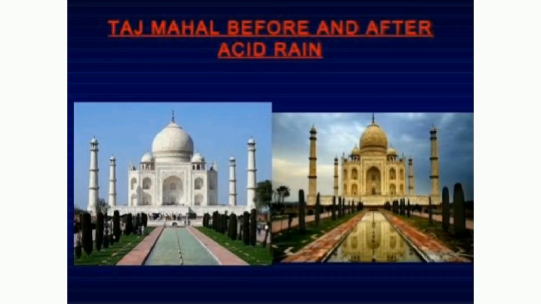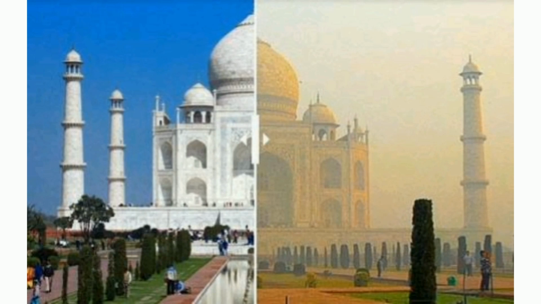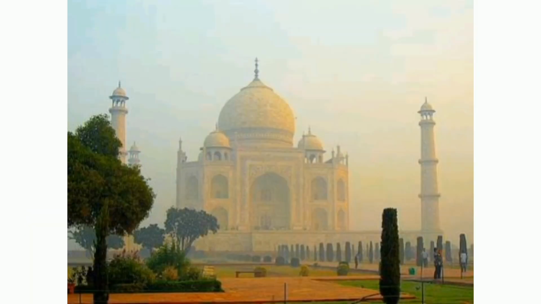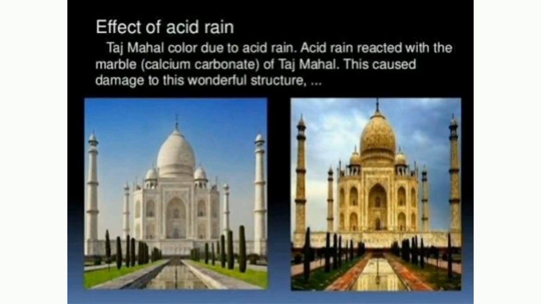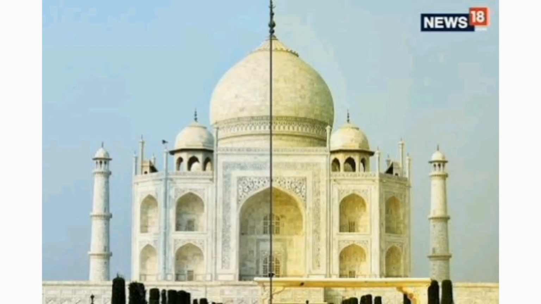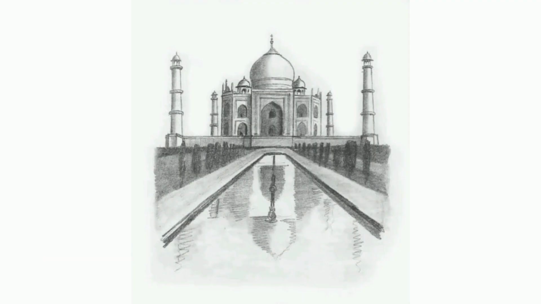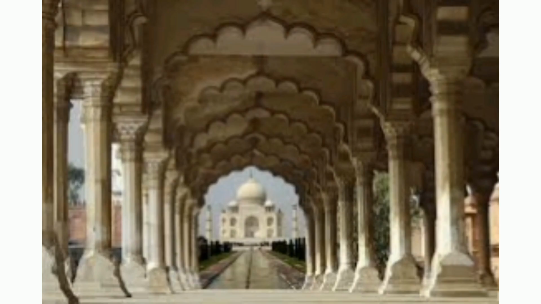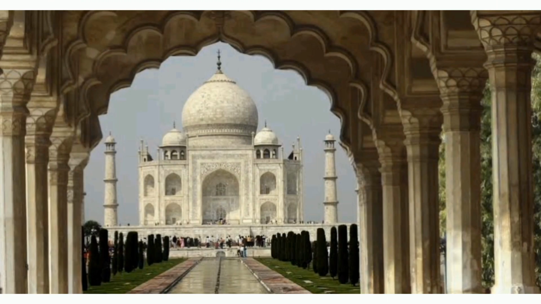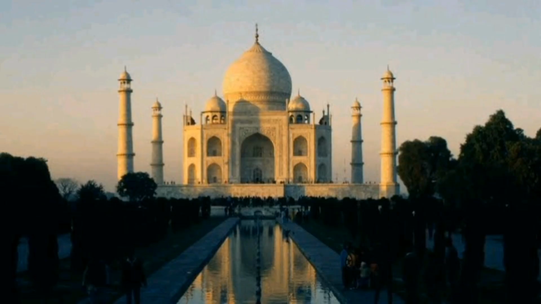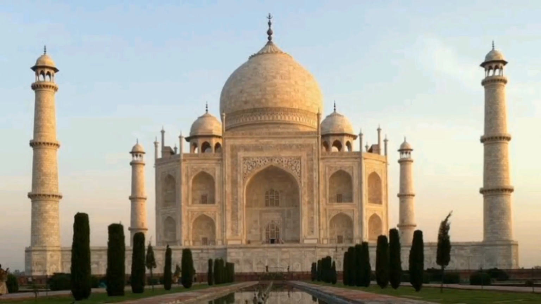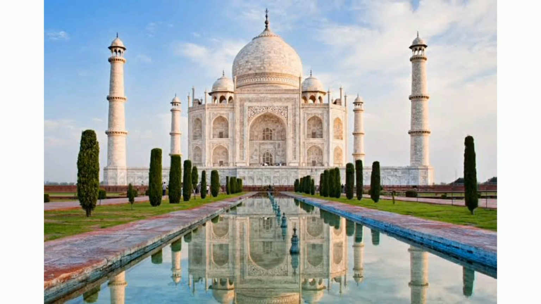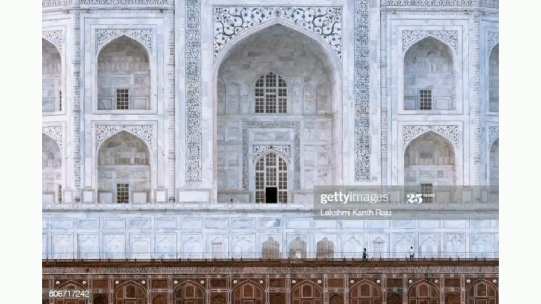One of the real-life examples of this acid attack is our Taj Mahal in Agra, where industries in the surrounding area release large quantities of oxides of sulfur and nitrogen. As a result of these acidic gases present in the atmosphere and acid rain, the ivory white marble of Taj Mahal gets corroded and loses its luster, causing yellowing of the Taj Mahal.